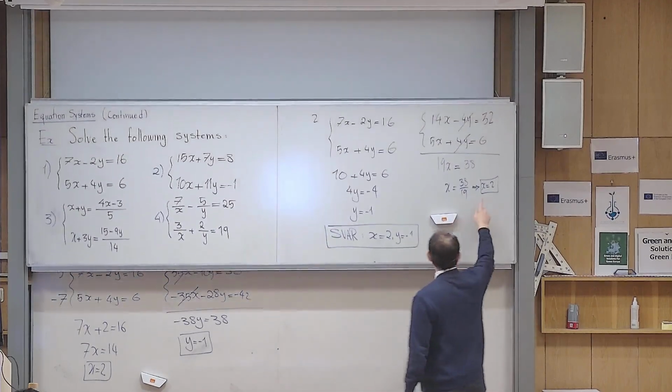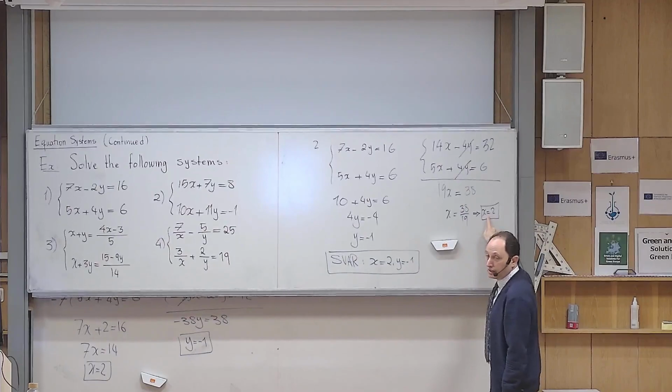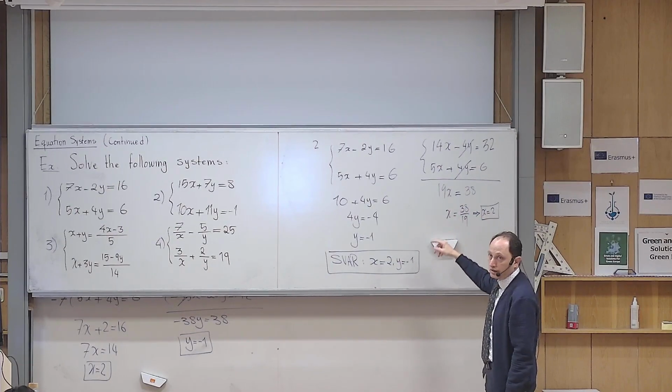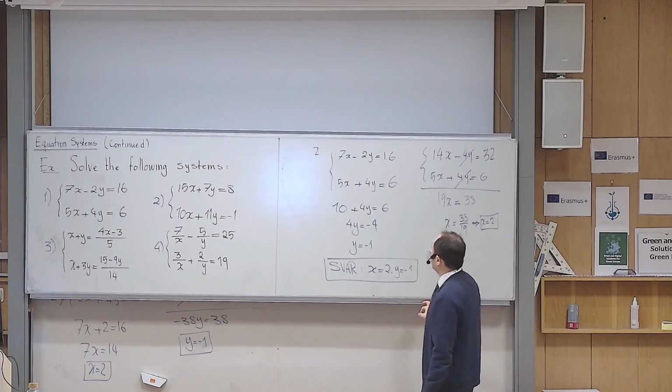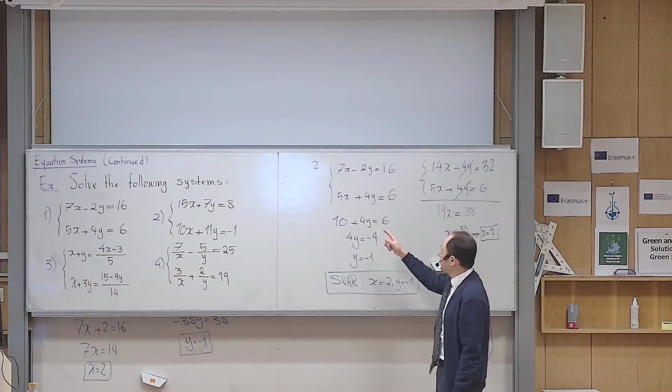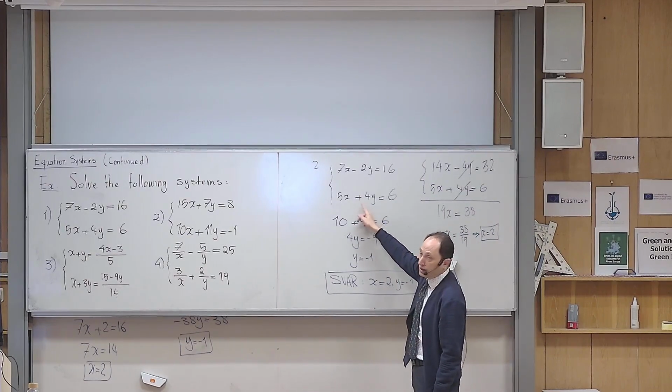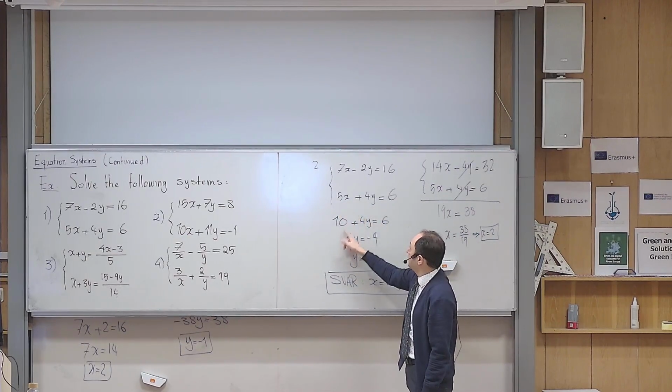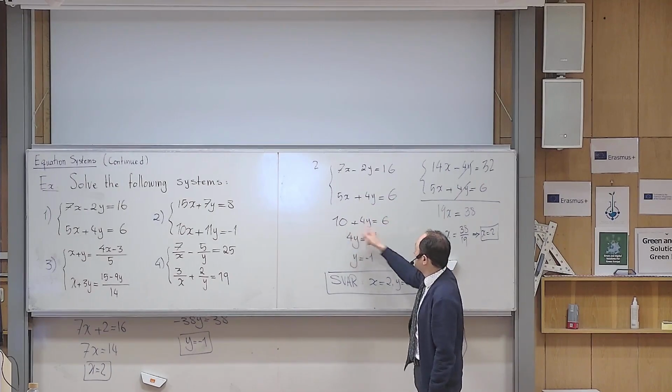So when I found this answer, I need to find the other one. I found x first, I need to find y. That is up to me. I choose one of these equations to put x in. I chose this one, which was simpler. I put 2, 5 times 2, 10, 4y, 6, then I move this and solve.